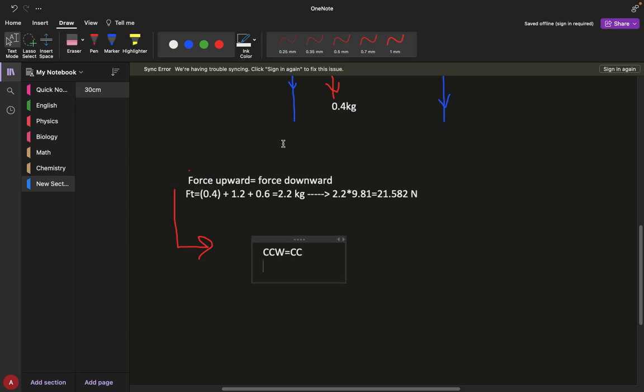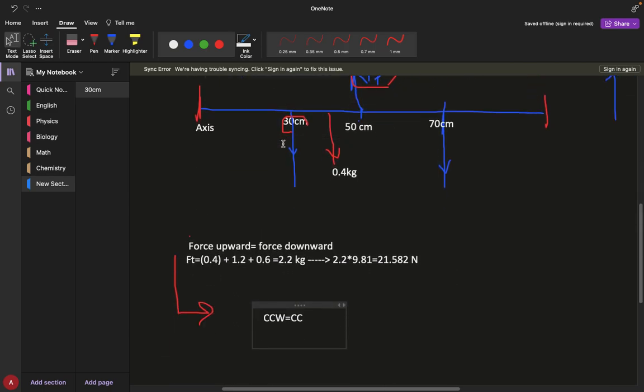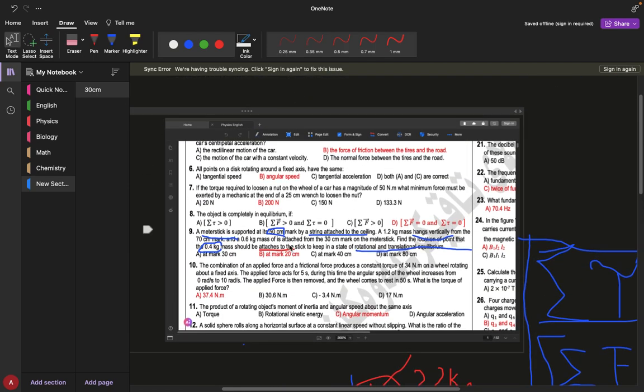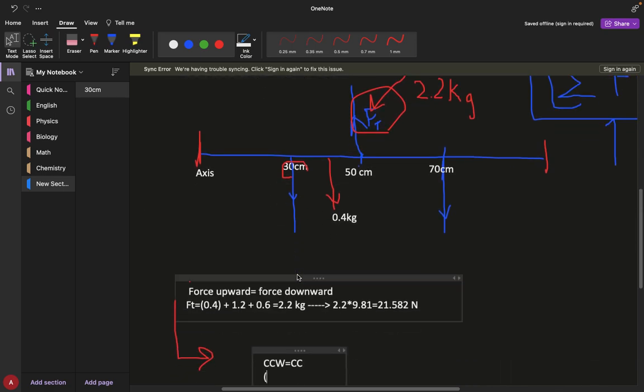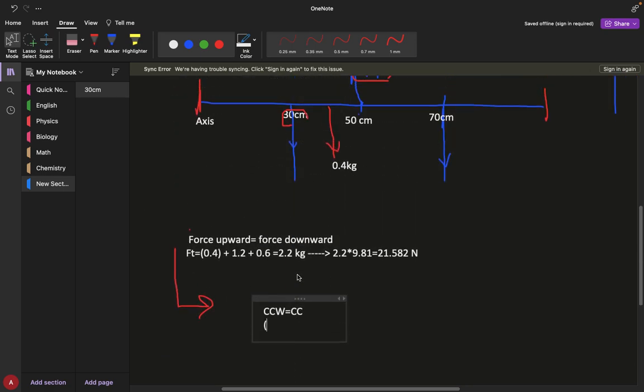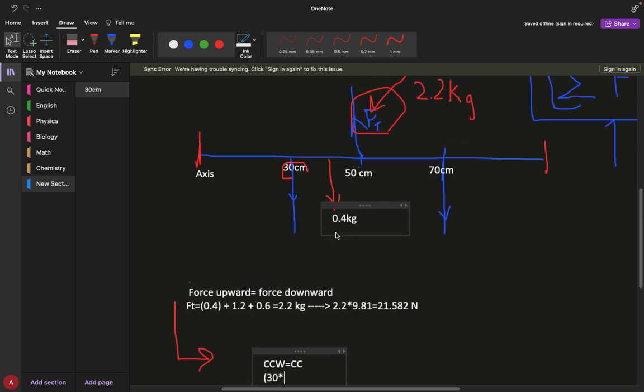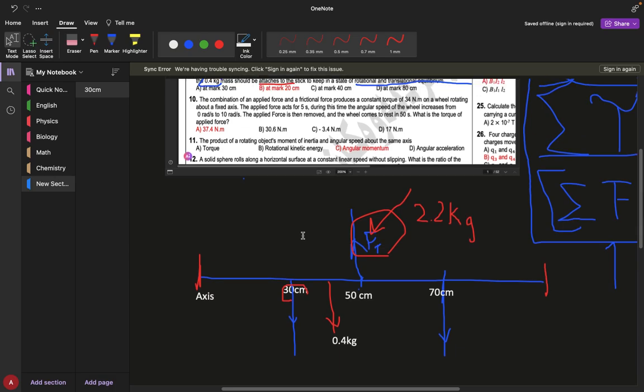All right, so we're gonna deal with that now. So I want you to go ahead and do this, okay? Keep everything in centimeter, because even the answer is in centimeter. All are in centimeter, centimeter, centimeter, centimeter. So I don't have to convert. So 30 times, what was this force over here?